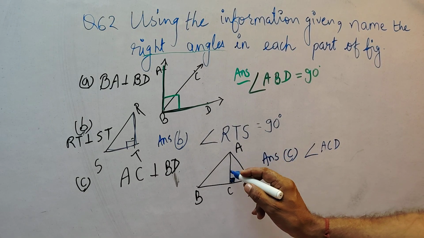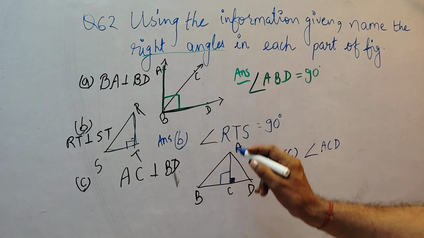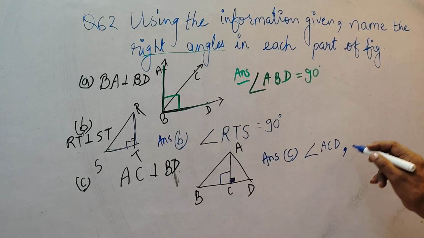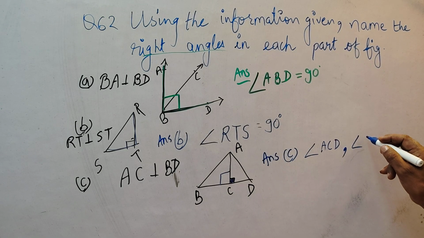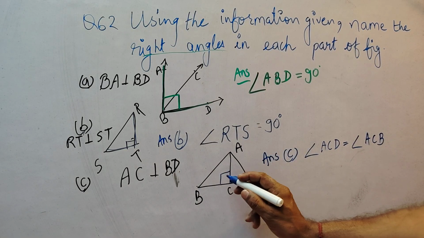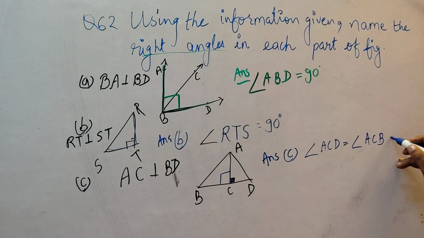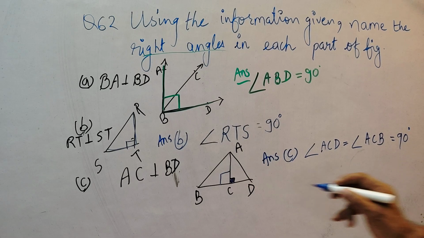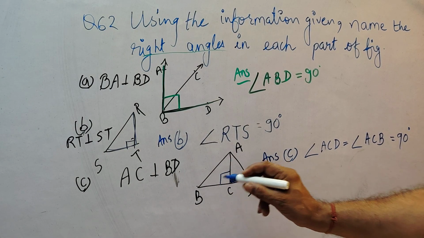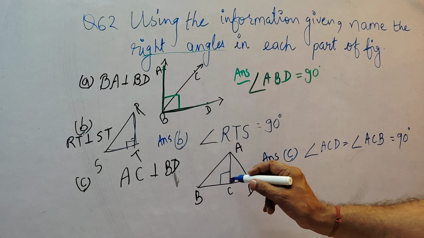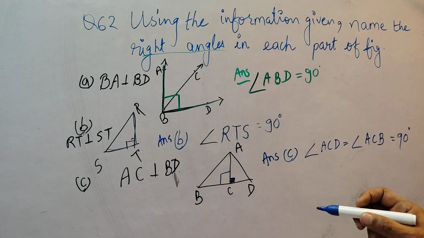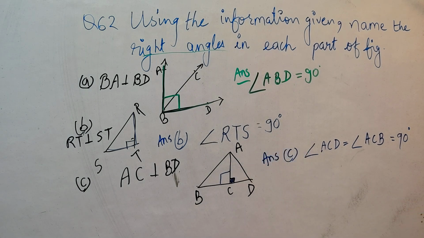And adjacent to this, there is also angle ACB. ACB is also a right angle, because both together measure 180 degrees. A straight angle is there, so one side is 90 degrees and the total is 180, so the other side will also be 180 minus 90, which is 90. So we have to find the names of the right angles from the given figure.